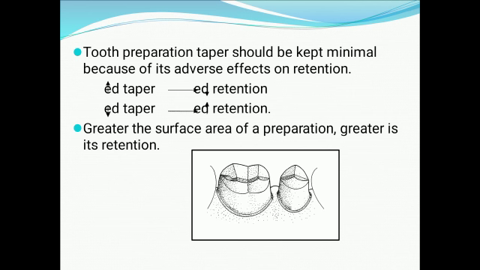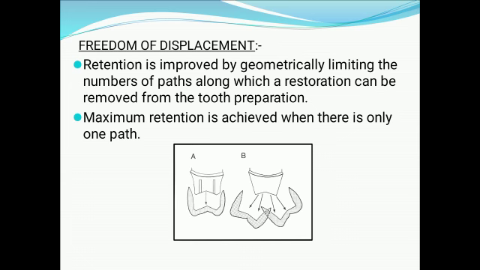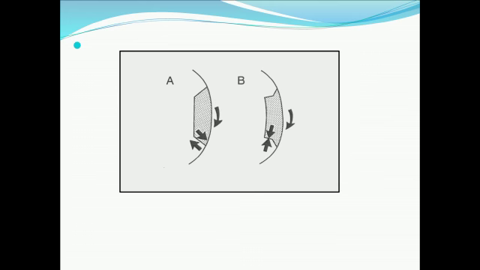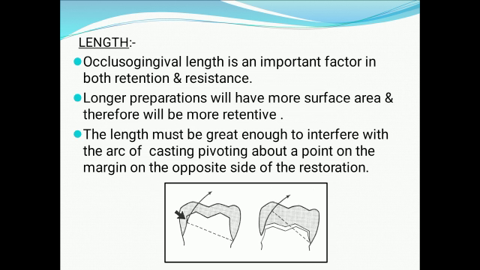Primary retention and secondary retention. Primary retention includes sleeve retention, wedge retention. Secondary retention includes retention obtained from the retentive features like pins, boxes, grooves, etc. Taper, freedom of displacement, length. The greater the height of the crown, the better the retention of the restoration.